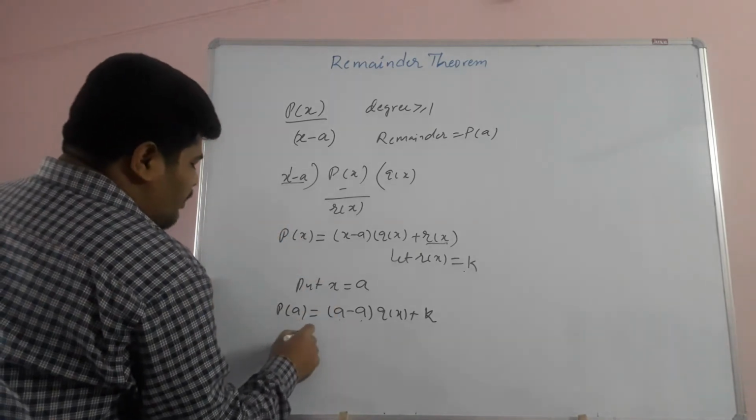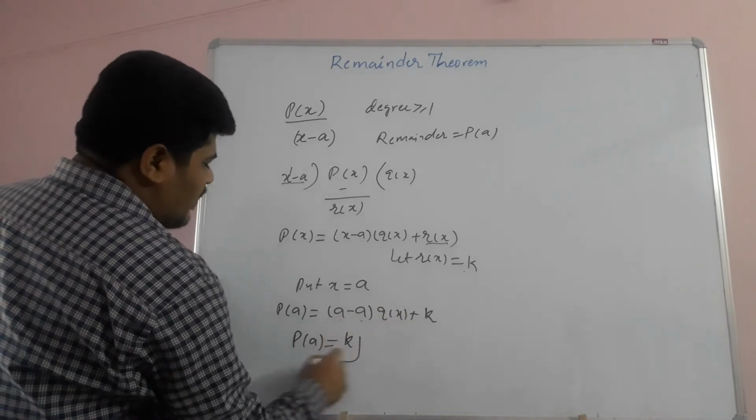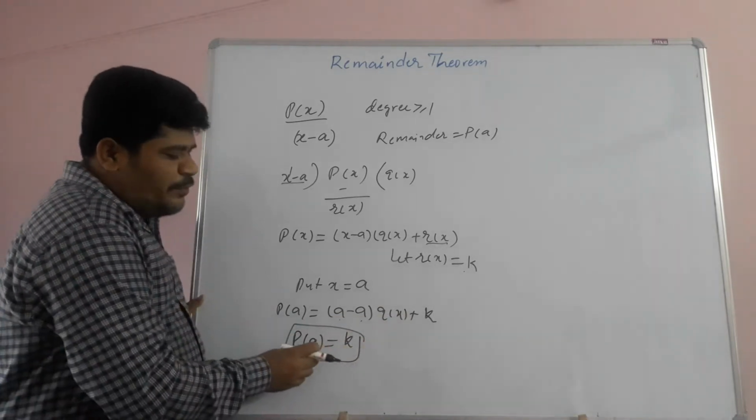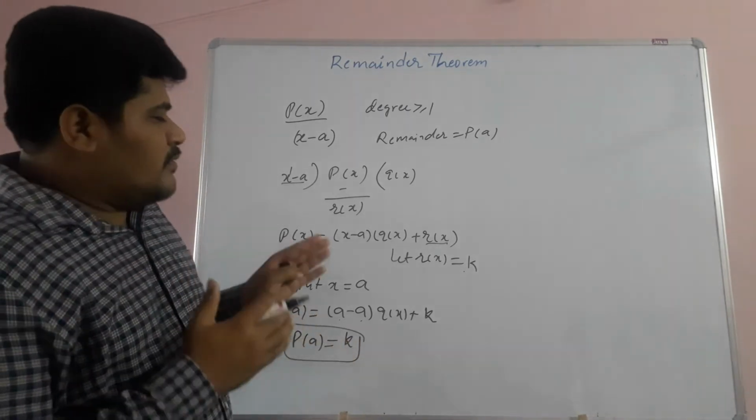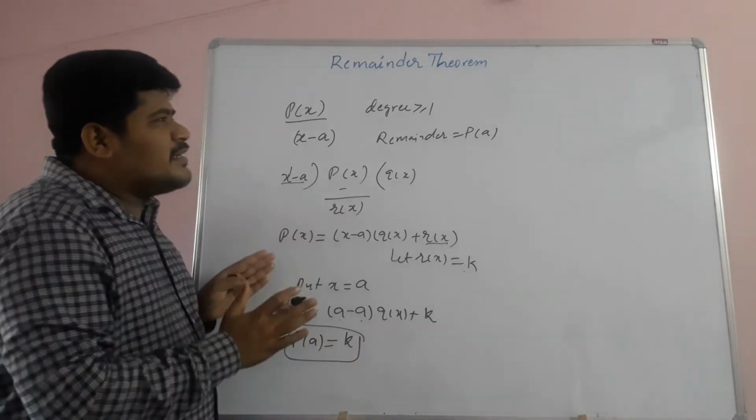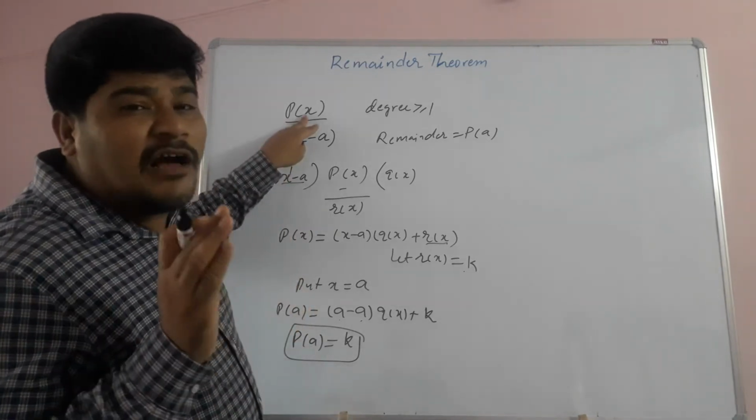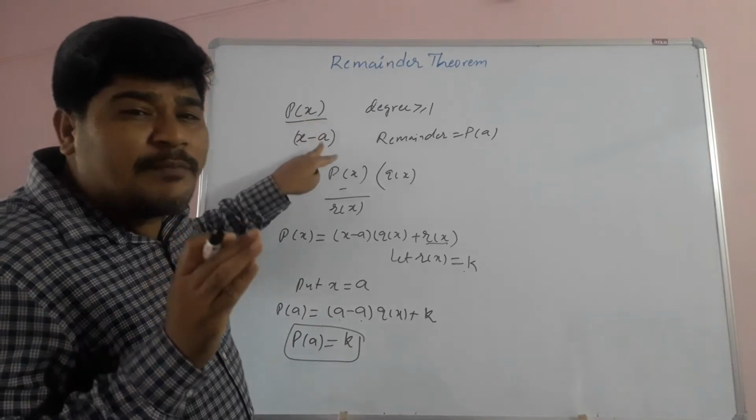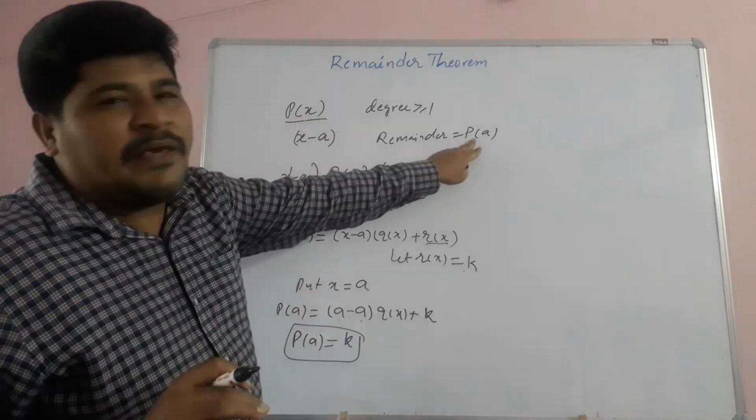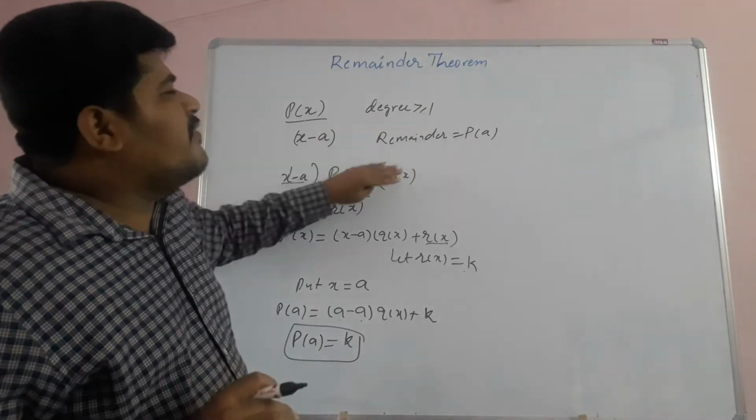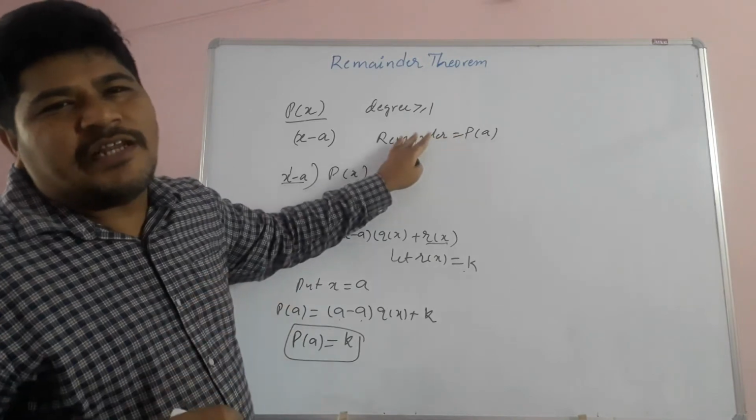So we can write here p of a is equal to 0 plus k, that is k. Okay. So children, what we proved, p of a is equal to any constant k. So what is the remainder theorem, children? If polynomial p of x is divided by linear polynomial x minus a, then the remainder is p of a. So without dividing, directly we can find the remainder with the help of this theorem.